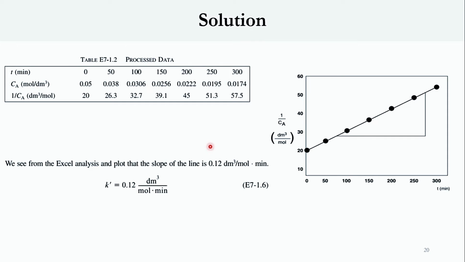And you can see here, we will in a couple of minutes go to the Excel sheet to confirm this. With time on the x-axis and 1 over Ca on the y-axis, the linear plot is generated, and the slope of this line is k prime, which is 0.12 cubic decimeter per mole per minute. So now quickly going to the Excel sheet and solving it.